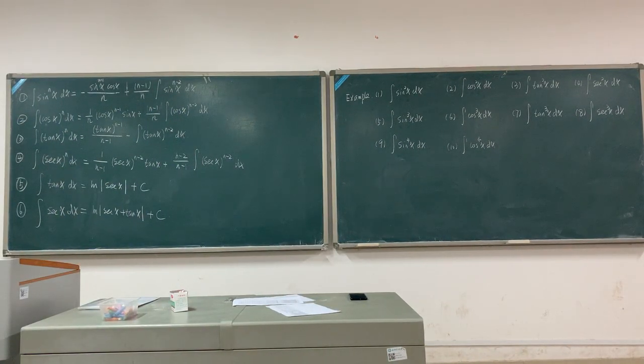Number 2. Actually, for number 1 to number 4, we have 2 methods, okay. The first method is you can use the number 1 to number 4 formula. The second method is that sin square actually equals 1 minus cosine 2x by 2, okay? So you can use that formula. It's the same.